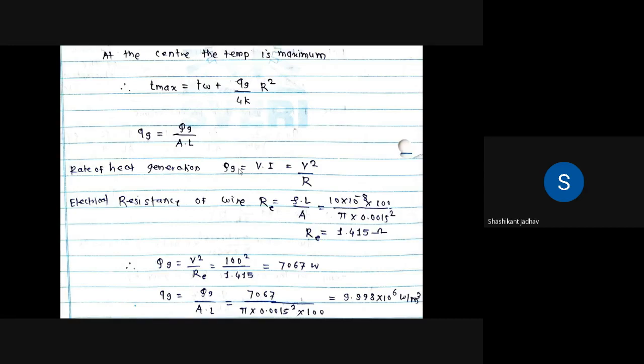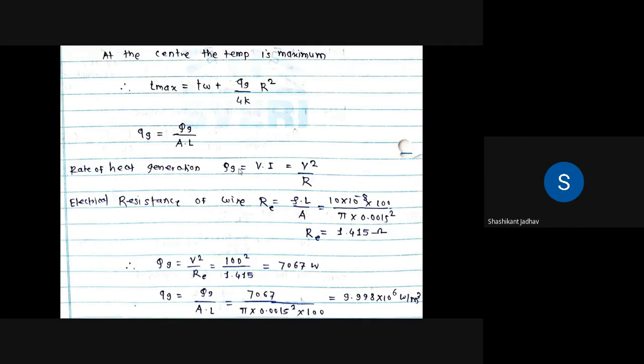So by using that we have calculated the value of Qg. First of all we have to calculate R. R is nothing but rho into L divided by A. So from that we get the value of R. From that R we get the value of capital Qg, and from that Qg we get the value of small qg. So small qg is equal to 9.998 into 10 raised to 6 watt per meter cube.